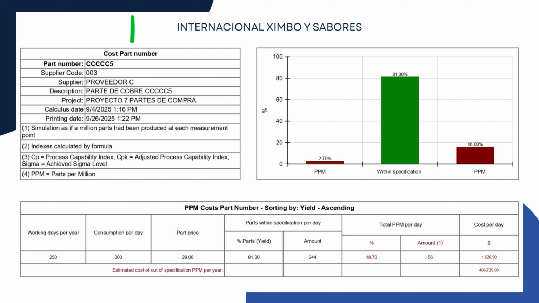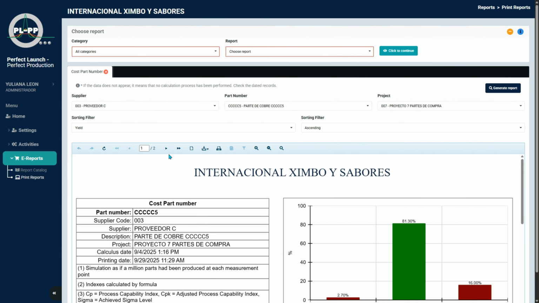First screen. On the top left, general information about the part number is shown. On the top right, a chart indicates the measurement point with the highest number of out-of-spec parts. At the bottom, a table estimates, in percentage, the number of out-of-spec parts along with their economic valuation, both daily and annually. Second screen.